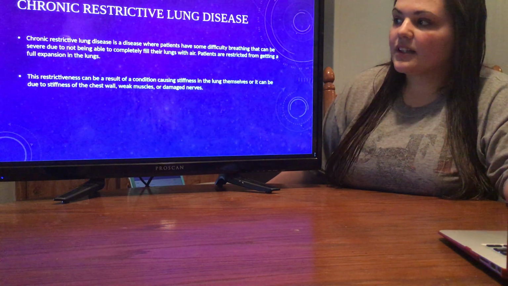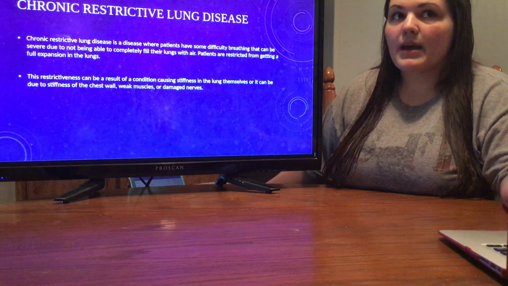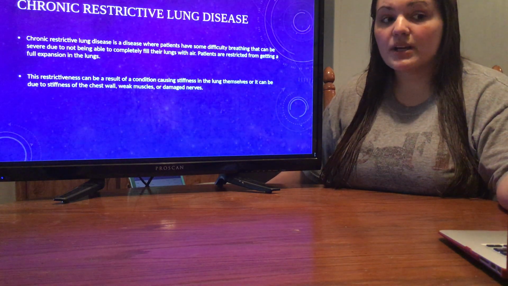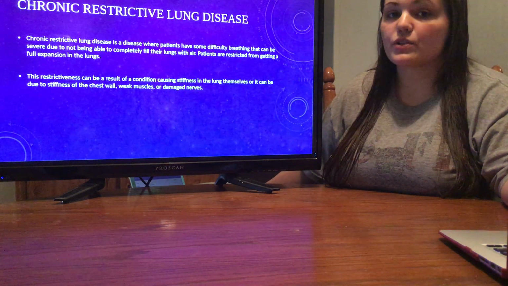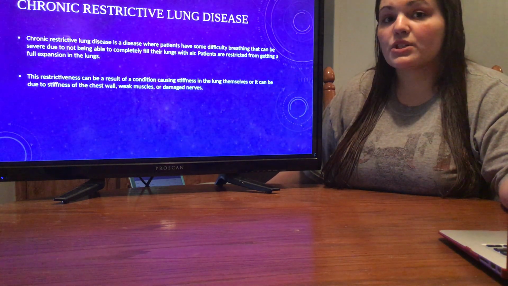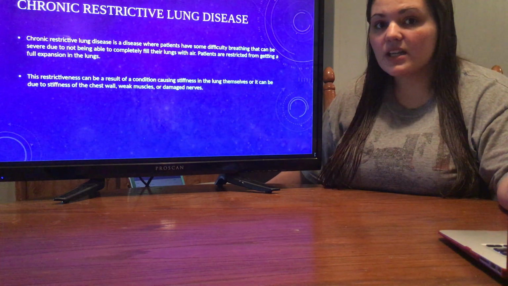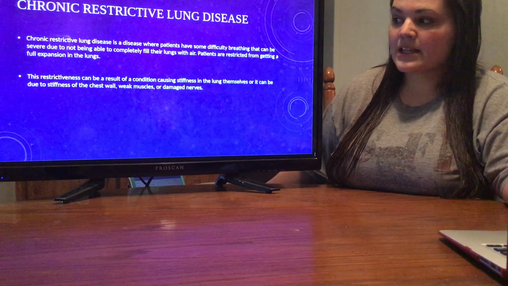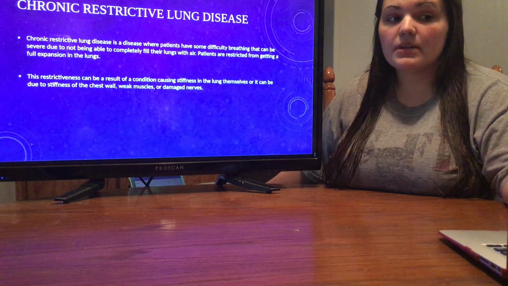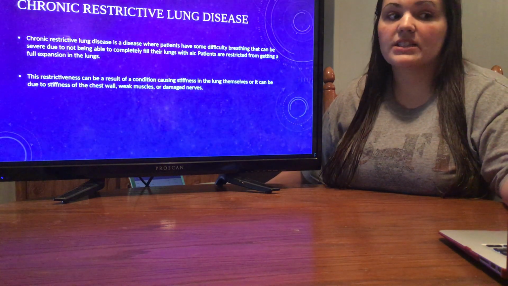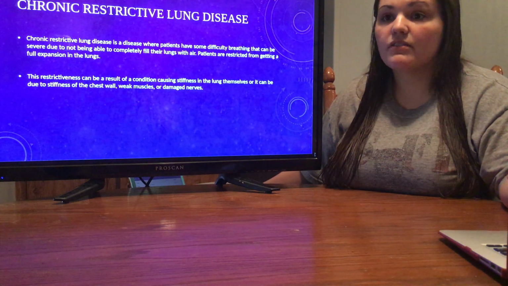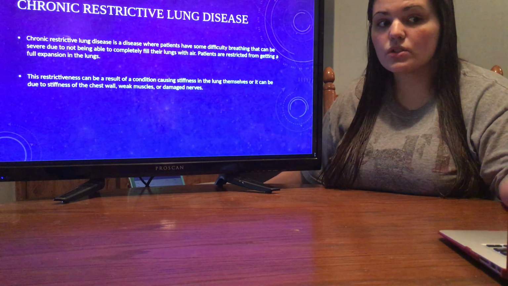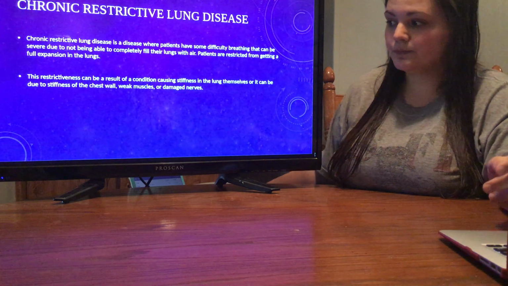So, chronic restrictive lung disease is a disease where patients have some difficulty breathing that can be severe due to not being able to completely fill their lungs with air. So, patients are restricted from getting a full lung expansion. This restrictiveness can be a result of a condition causing stiffness in the lungs themselves, or it can be due to stiffness of the chest wall, weak muscles, or even damaged nerves.